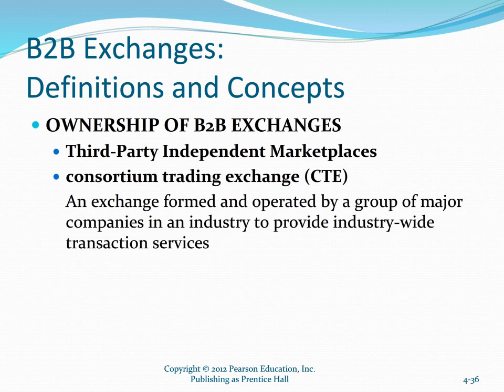B2B exchanges are typically owned and operated by some sort of third party, and so it's operated independently of the various buyers and sellers. But that's not always the case. In some cases there's a very large buyer or seller, or a few large buyers and sellers who get together and operate the exchange themselves. This kind of arrangement is often referred to as a consortium. But basically the idea is that it's an exchange formed and operated by a group of major companies in an industry to provide industry-wide transactions and services.